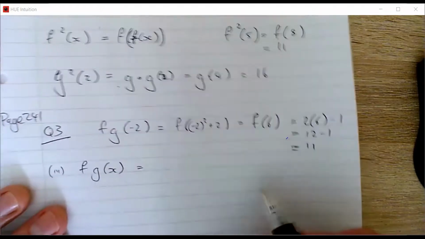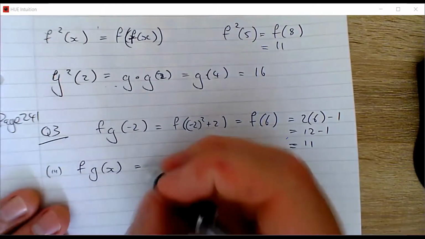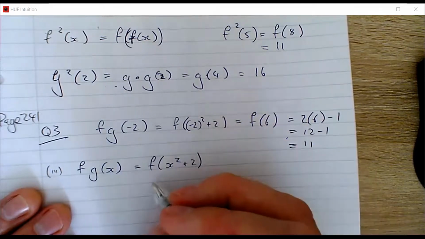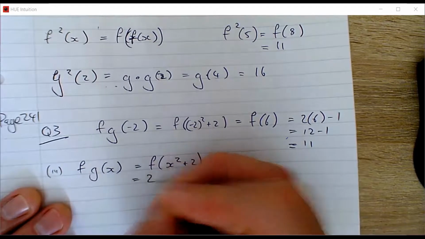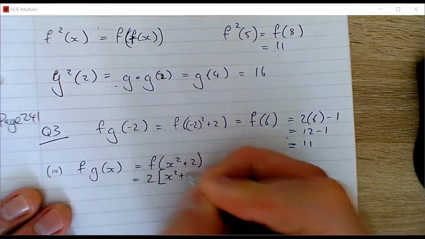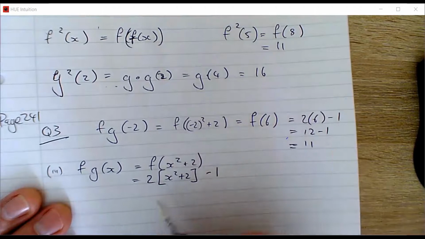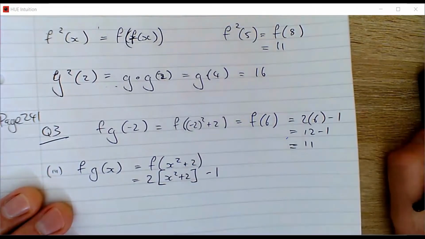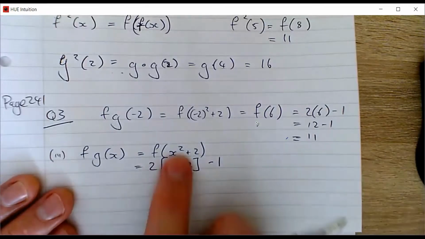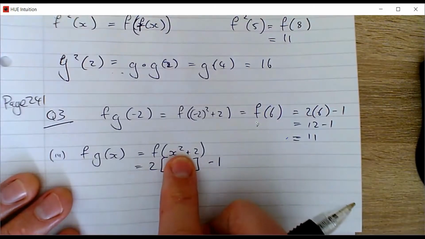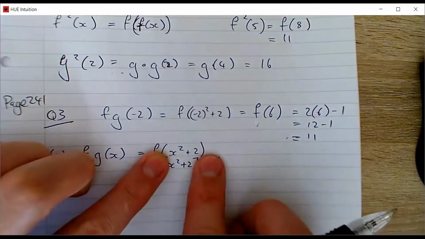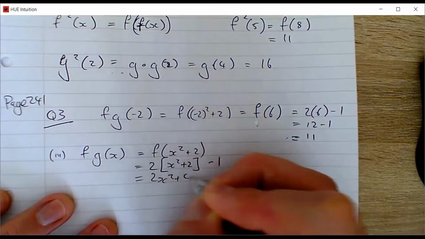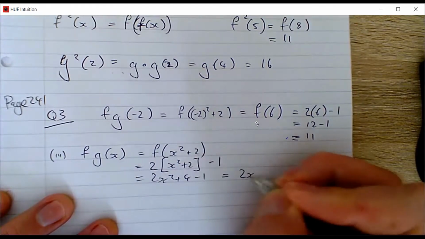So that is going to be g of x, which is x squared plus 2, and then f of that is 2 times x squared plus 2, minus 1. There's our rule for f of x, 2x minus 1. You've plugged your rule for g, which is x squared plus 2, into that function. And to tidy that up, that's going to be 2x squared plus 4 minus 1, which is 2x squared plus 3.